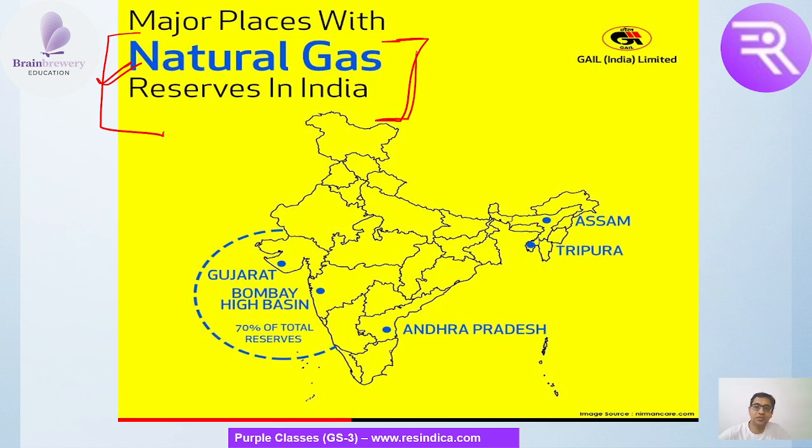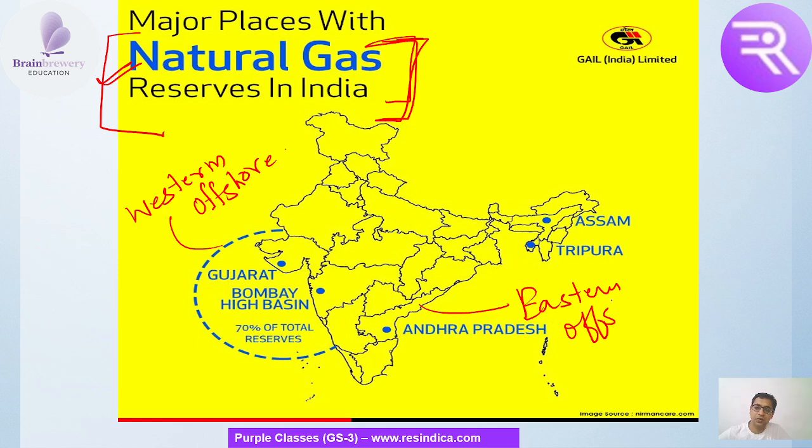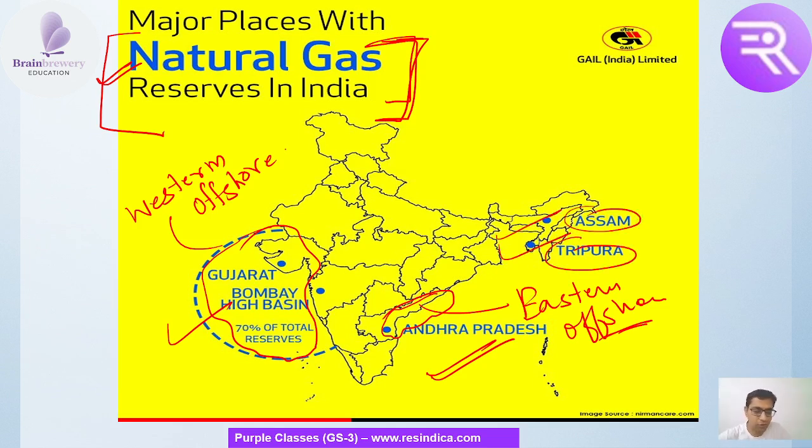Then we have the major places where we have natural gas reserves. Which places are having natural gas reserves? Here you can see the western offshore grid, and then we have the eastern offshore area. The Krishna Godavari basin is over here, and then we have the Bombay High Basin and Gujarat High Basin over here. The maximum natural gas reserves in our country belong to these places. Then Assam and Tripura are producing a limited quantity, but still a sufficient amount of gas for domestic production.